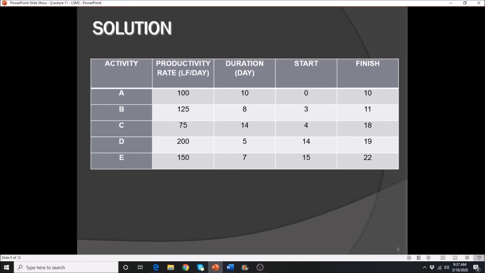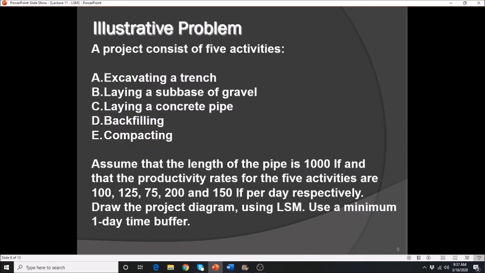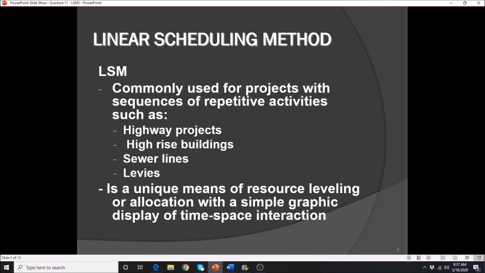Alright, so this is our third scheduling method. We call it the LSM, the linear scheduling method, and it is commonly used for horizontal construction. It only involves few activities. The first thing you have to do is to break down the project. Second one is to sequence them, determine the duration, and then you have to calculate the buffer. Again, the buffer is only being calculated if the previous activity has longer duration than the current activity. Then of course you need to calculate the start and the finish time.